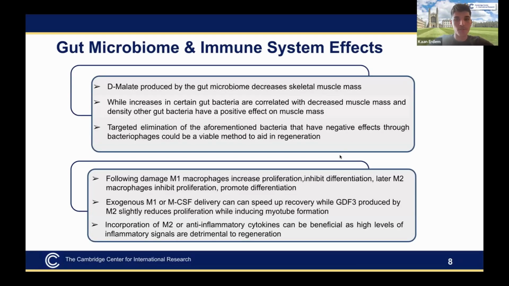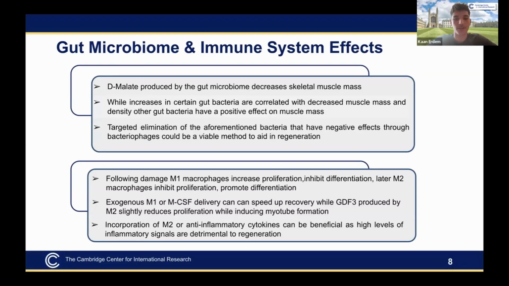For the immune system, following damage to skeletal muscle tissue, M1 macrophages come in to increase proliferation, and these macrophages are inflammatory macrophages and inhibit differentiation. However, later on, through the release of anti-inflammatory cytokines such as IL-10, M2 macrophages come in to inhibit proliferation and promote differentiation.